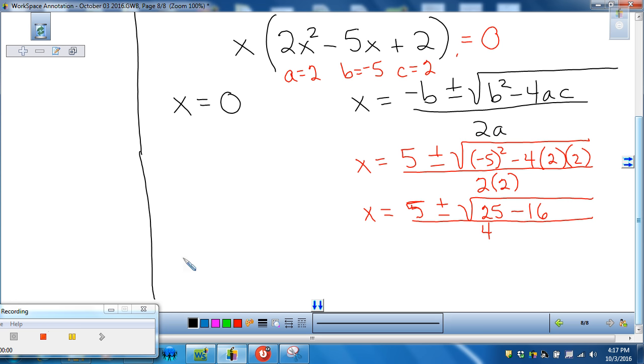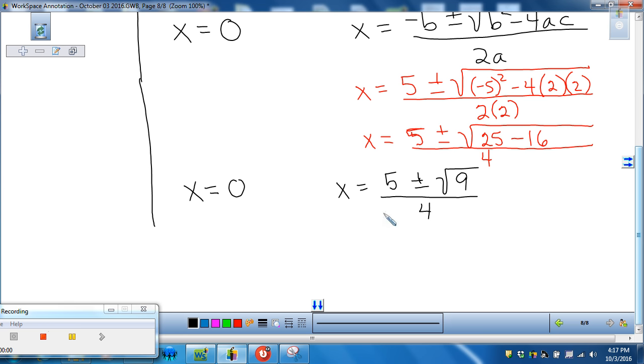We already have one zero, which is x equals 0. So over here we now have x is equal to 5 plus or minus the square root of 25 take away 16, which is the square root of 9, over 4. Square root of 9 just happens to be 3. And so now we have 5 plus or minus 3 divided by 4.